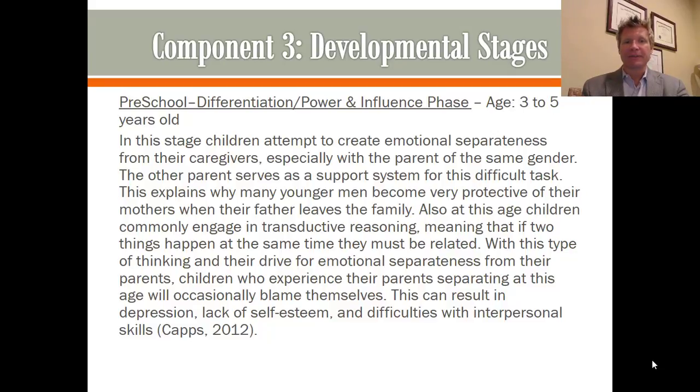Also, at this age, children commonly engage in transductive reasoning. So transductive reasoning is a very concrete type of reasoning, meaning that if two things happen at the same time, they must be related. With this type of thinking and their drive for emotional separateness from their parents, children who experience their parents separating at this age will occasionally blame themselves. This can result in depression, lack of self-esteem, and difficulties with interpersonal skills.